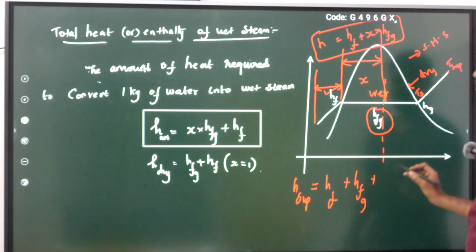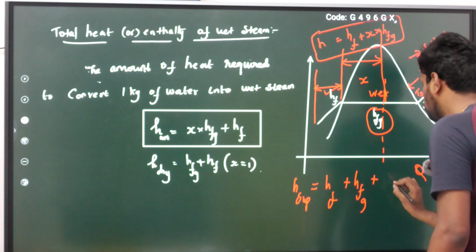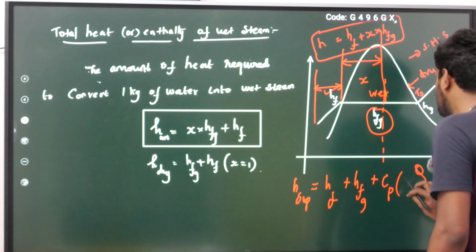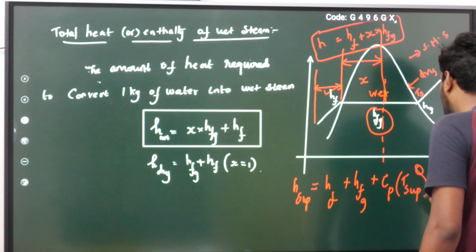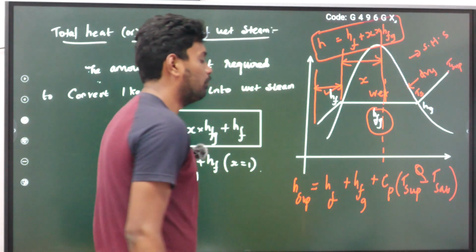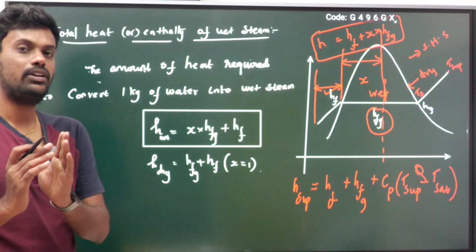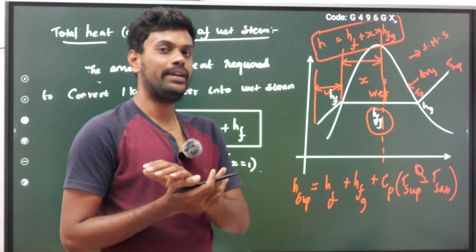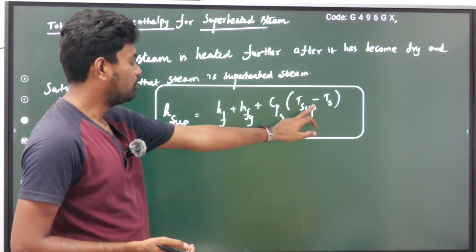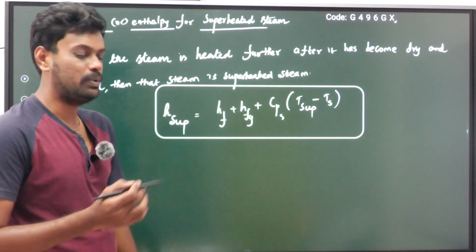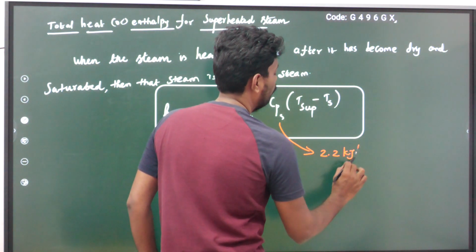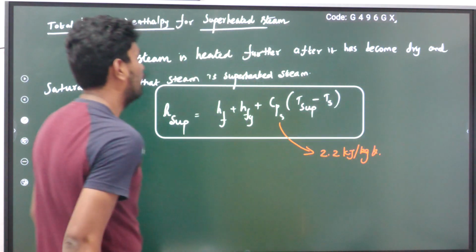kind of sensible heat. So the sensible heat formula, Q is equal to mCp delta T. So Cp into, that is the specific heat for superheated steam. The temperature difference is T superheated minus T saturation. So this is the formula for H superheated, to find out the amount of heat required to convert the water into superheated steam. H superheated is equal to HF plus HFG plus Cps into T superheated minus T saturation. Specific heat of superheated steam, sometimes they will ask in the question, which is 2.2 kilojoule per kilogram Kelvin. Okay, that is the meaning.